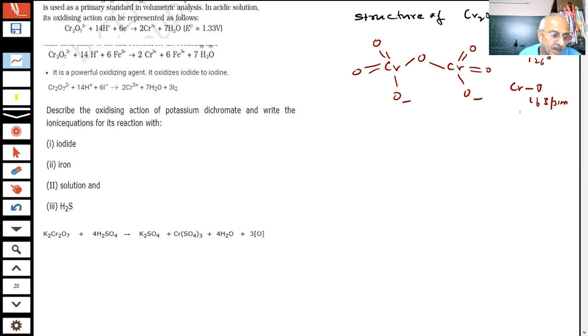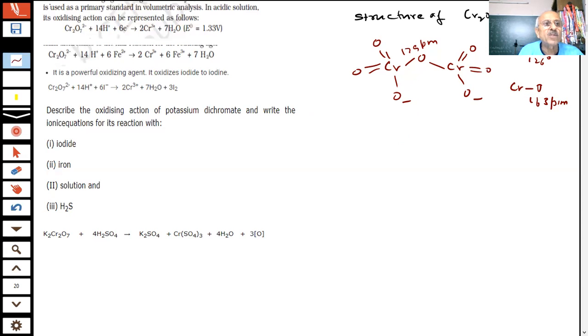And this chromium oxygen is slightly different. This has 179 picometer, and all the other single ones are 163. There is a resonance here. So all the bond lengths will become equal if we draw all the resonating structures. Since that is not our point here, we are not going into that.